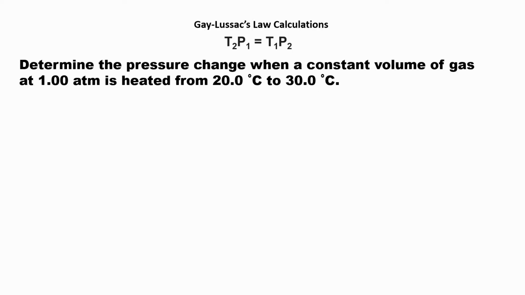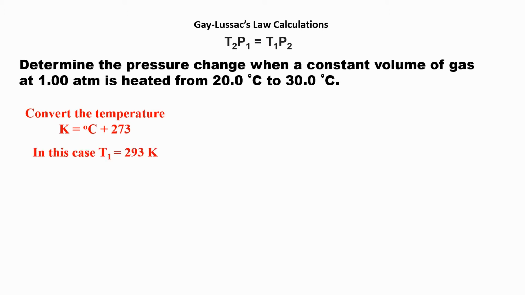Consider the following practice problem. Determine the pressure change when a constant volume of gas at 1.00 atm is heated from 20 degrees Celsius to 30 degrees Celsius. First, we must convert the temperatures. In this case, T1 is equal to 293 K, where 20 plus 273 is equal to 293. And T2 is equal to 303 K.